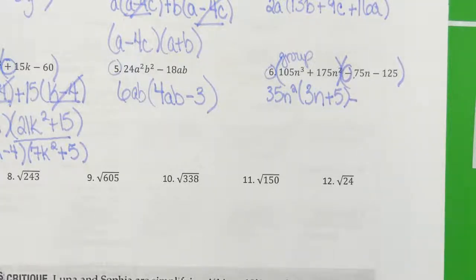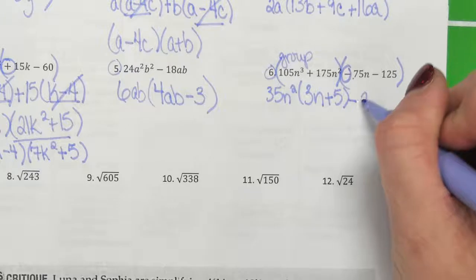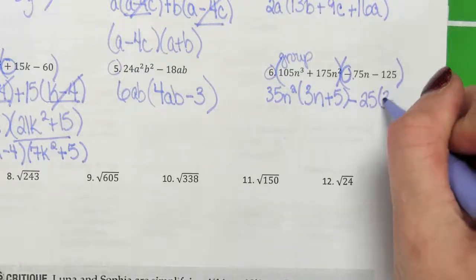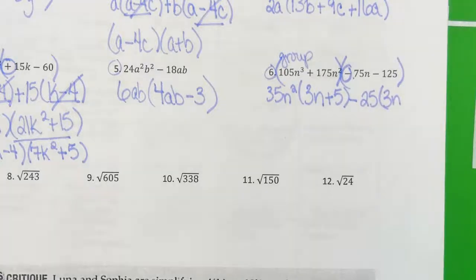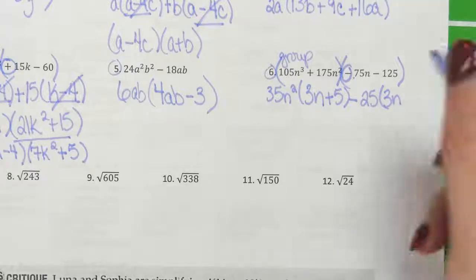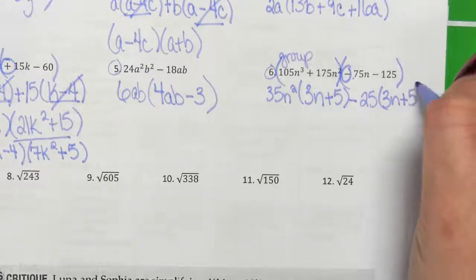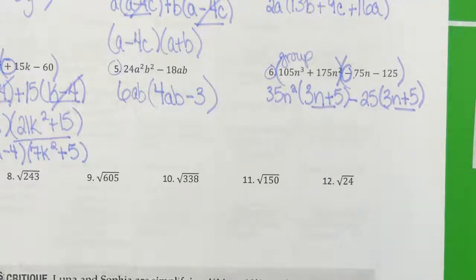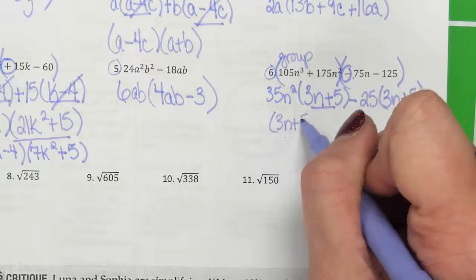All right, Madeline, 75 and 125. What number goes into both of them? 5. 25. Very good. All right, be careful. Negative 75 divided by negative 25. How much is that? Positive 3. There you go. And then negative 125 divided by negative 25. Positive 5. There you go. All right, you know you did it right. Those guys come out to be the same. So you got 3n plus 5.